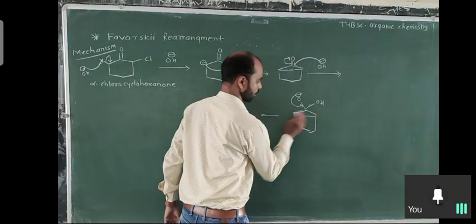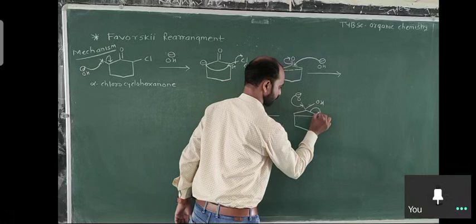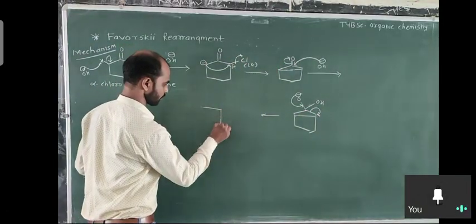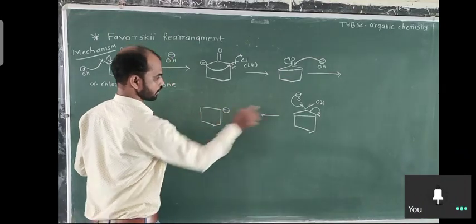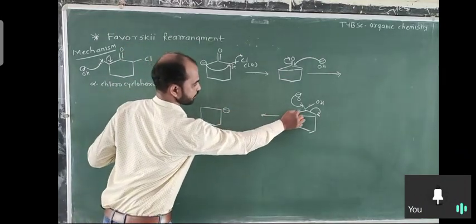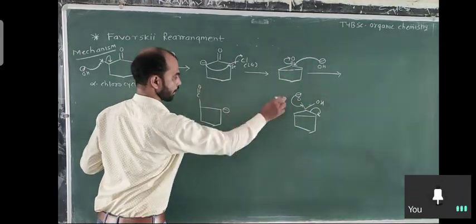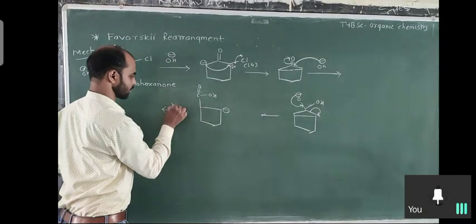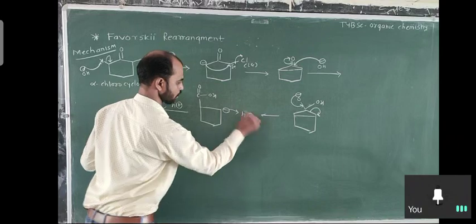So if both are symmetrical, you can open at any side. So it opens. So what happens? Here is the negative charge, and on this carbon, after this there is a formation of carbonyl carbon. Again there is an OH. So finally it just needs an H plus. So it picks up the proton from the solvent.